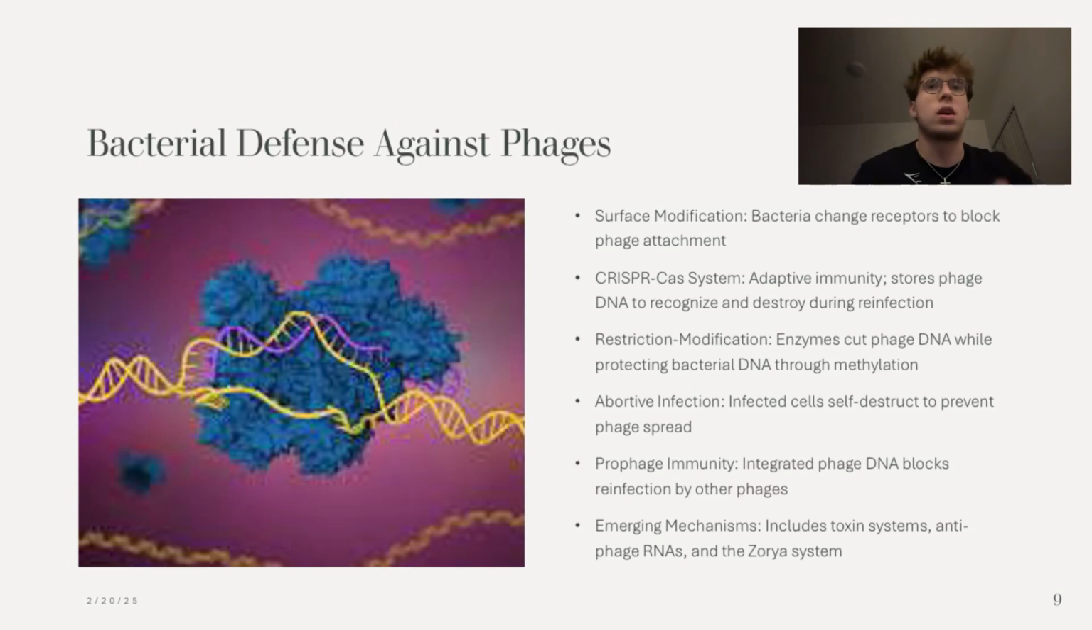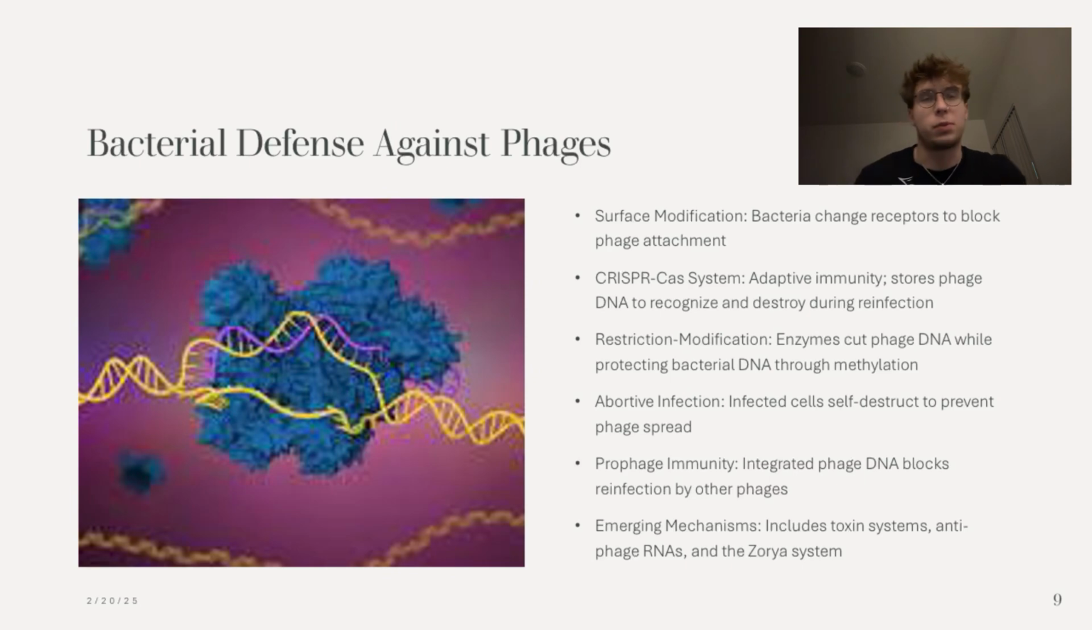Hey y'all, I'm going to be talking about the different strategies that bacteria use to defend against phages. So basically, a phage is a virus that can infect and replicate inside bacterial cells. First we have surface modification, where bacteria can change or mask their surface receptors, which are the entry points for phages. By doing this, they effectively block the virus from attaching and initiating infection.